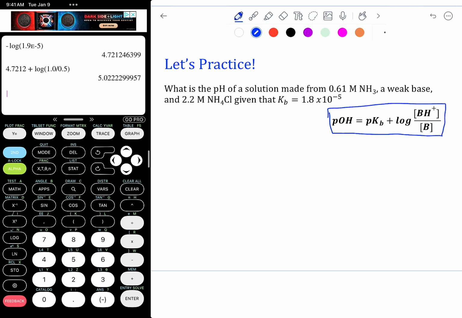The only thing that we have to remember is that if we're dealing with a base, instead of getting the pH out, we're going to get the pOH. But if we know the pOH, we can easily solve for the pH. We've done that multiple times in multiple different scenarios thus far. So this version of the Henderson-Hasselbalch equation doesn't change anything that you have to do. We're plugging everything in the same way.